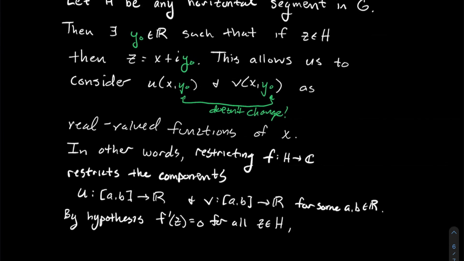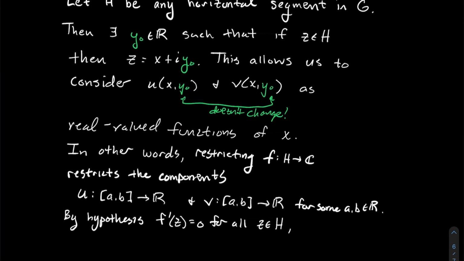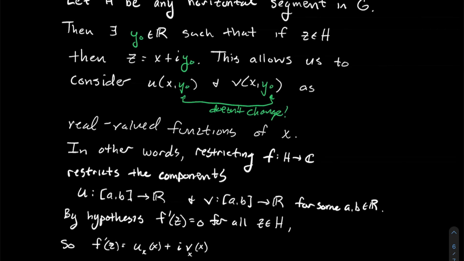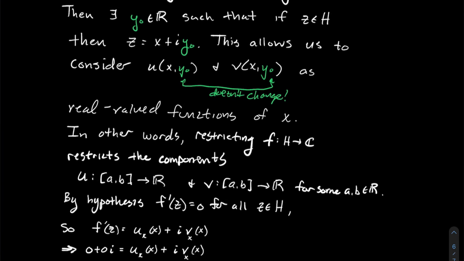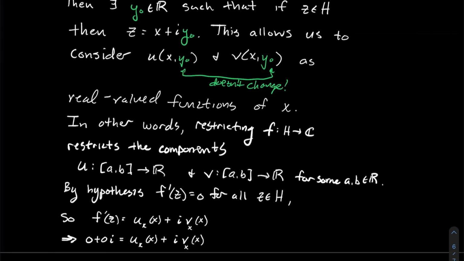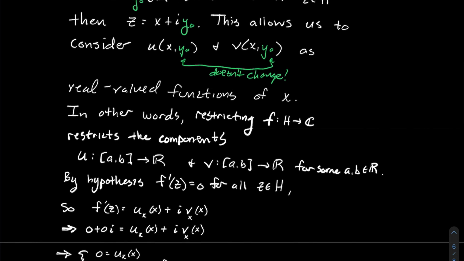Now by hypothesis, remember we have assumed that f prime of z is 0 for all z in G. Well, if h is in G, then f prime of z is 0 for all z in h as well. And remember, f prime of z's formula is the partial of u with respect to x plus i times the partial of v with respect to x. Let's substitute all this in. That says 0 plus 0i is equal to the sum of those partial derivatives. And remember, two complex numbers are the same if and only if their real and imaginary parts are the same. So the partial of u with respect to x is 0 for all x, and the partial of v with respect to x is 0 for all x inside this interval.